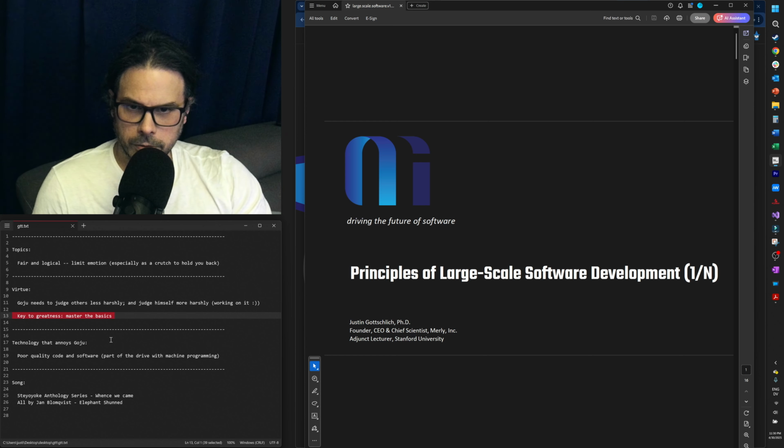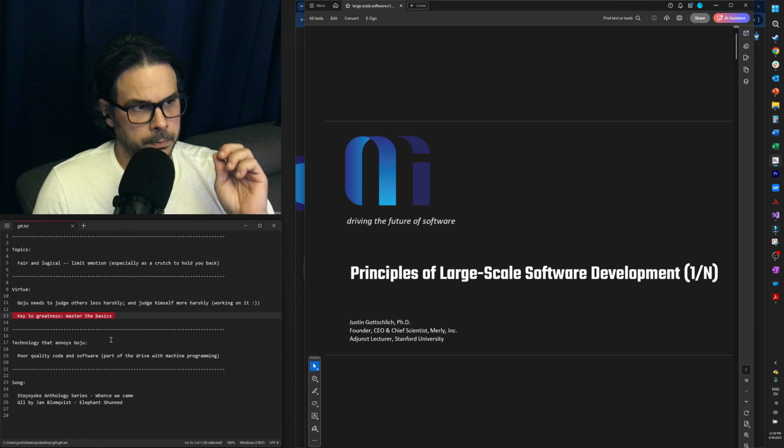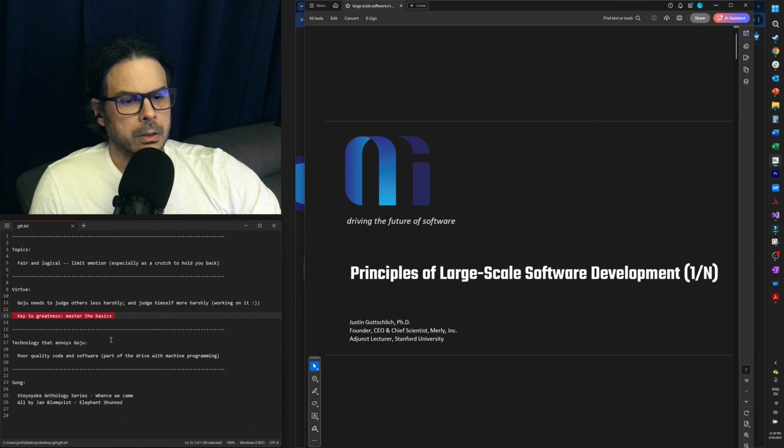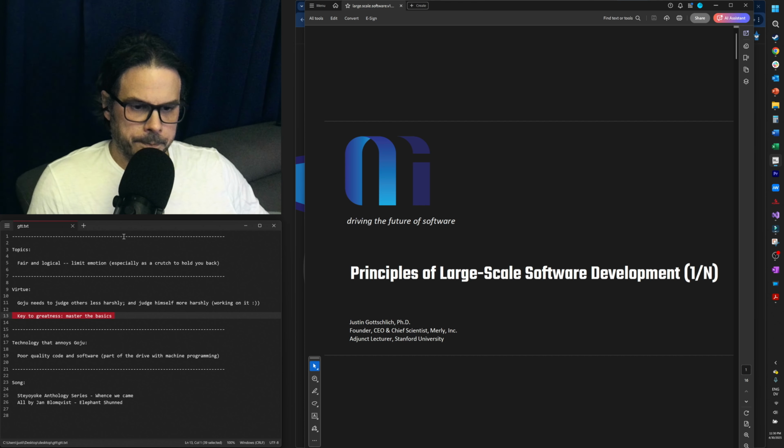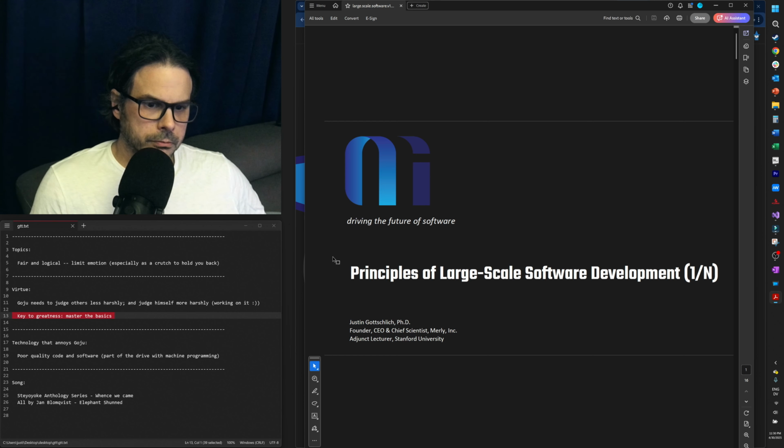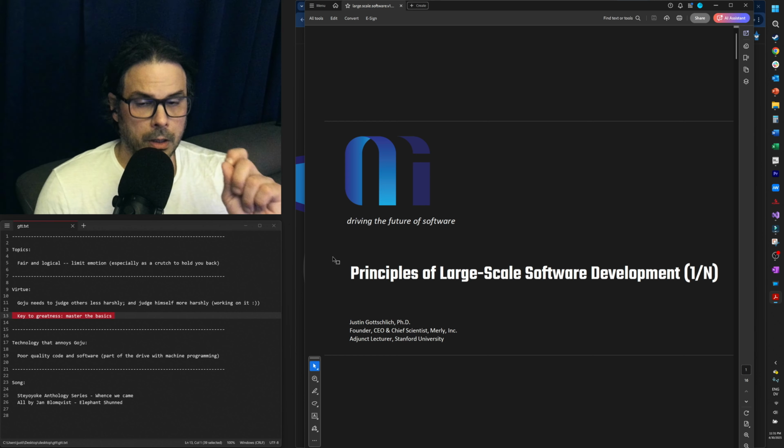This is not exhaustive in any stretch of the imagination. Not even close. But it's a few that I think are almost universally applicable. There's going to be corner cases where you can show that these things probably don't work. But in general, what I found is these things can be very helpful, especially for large-scale software development.